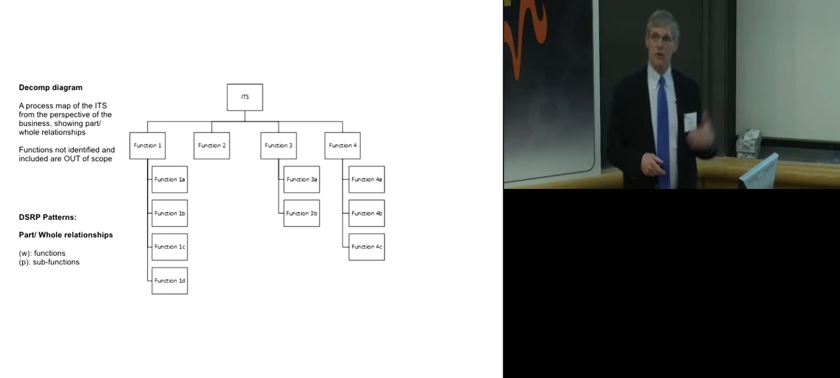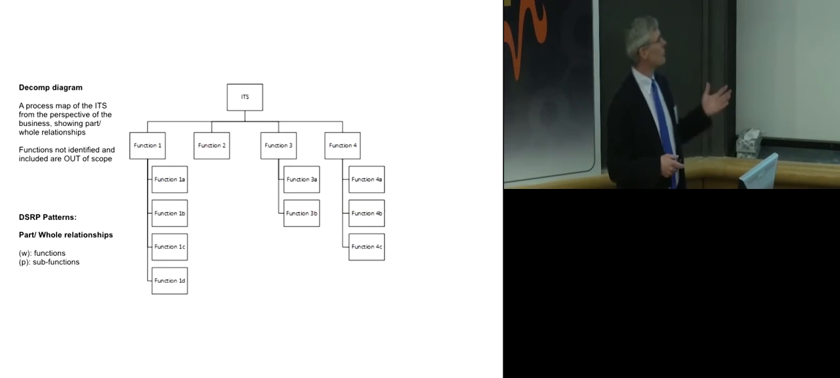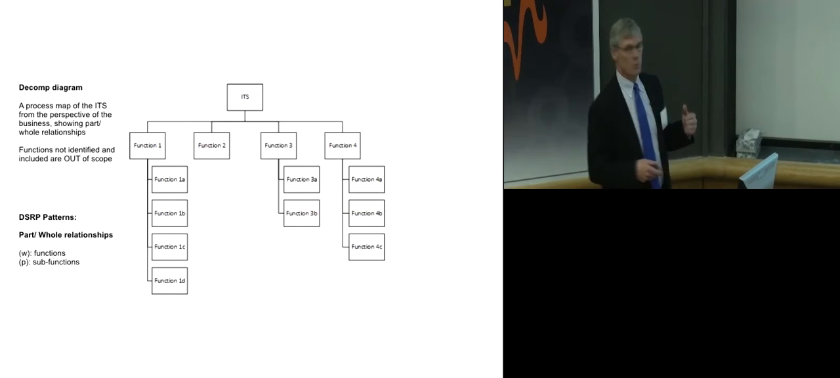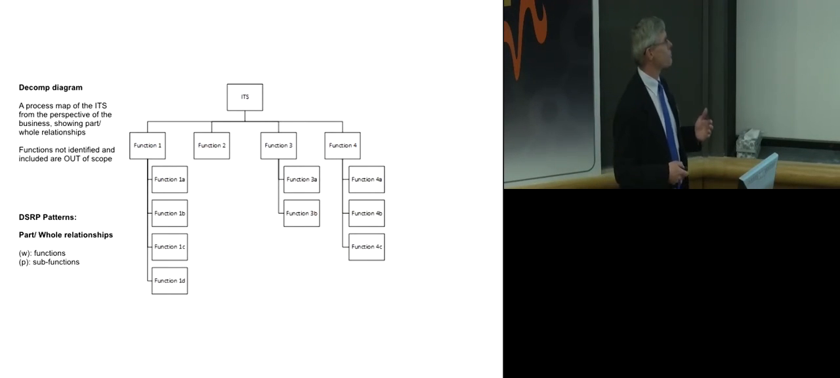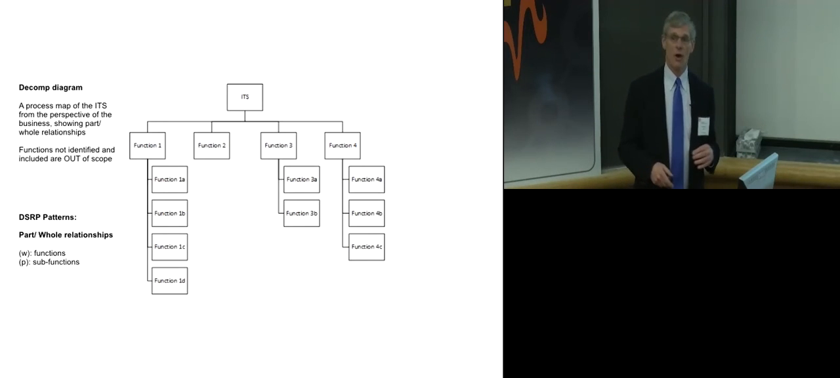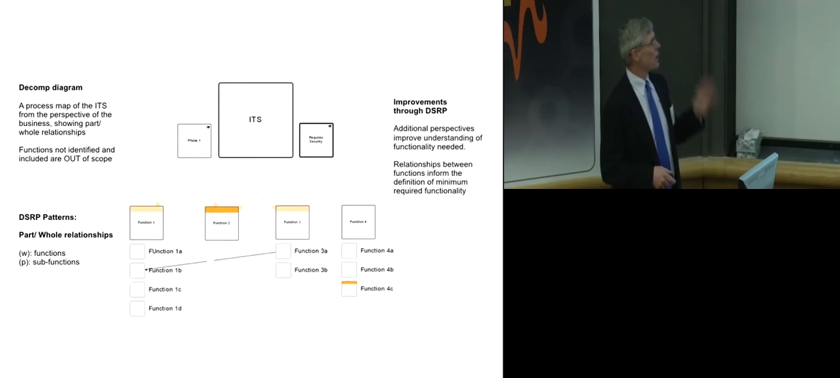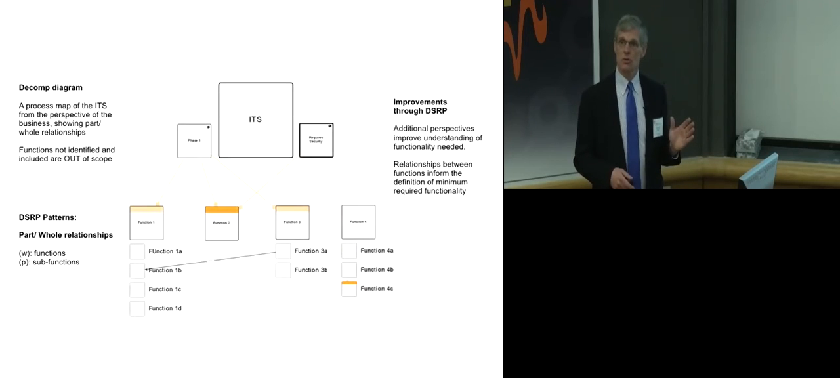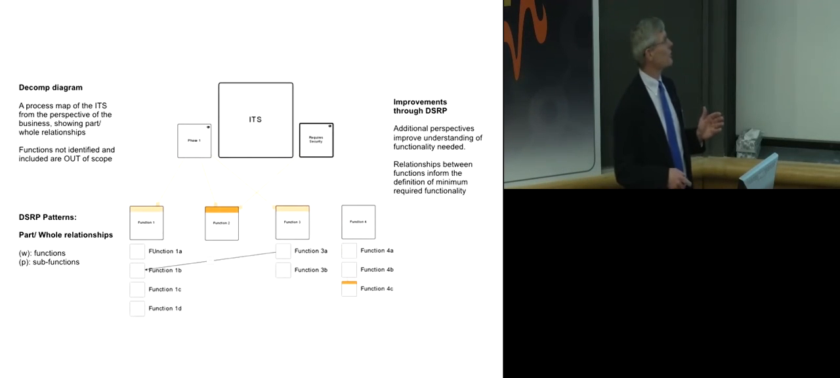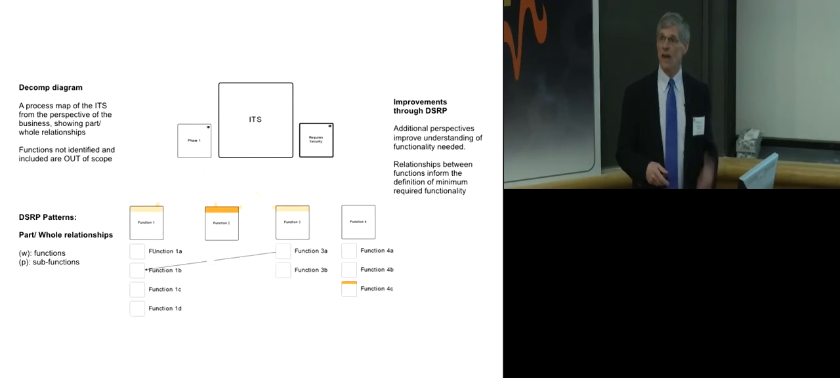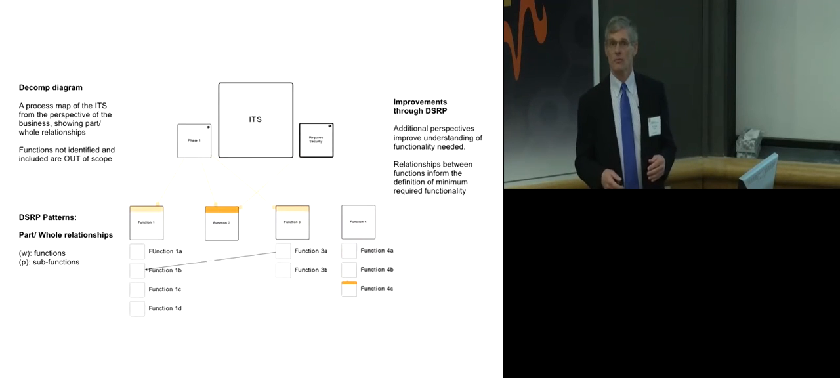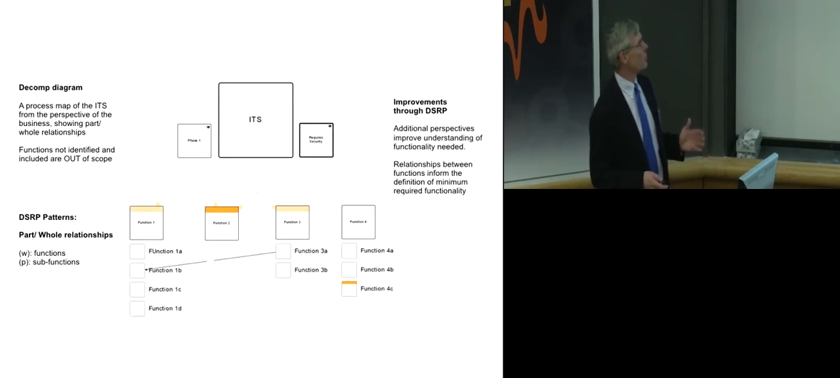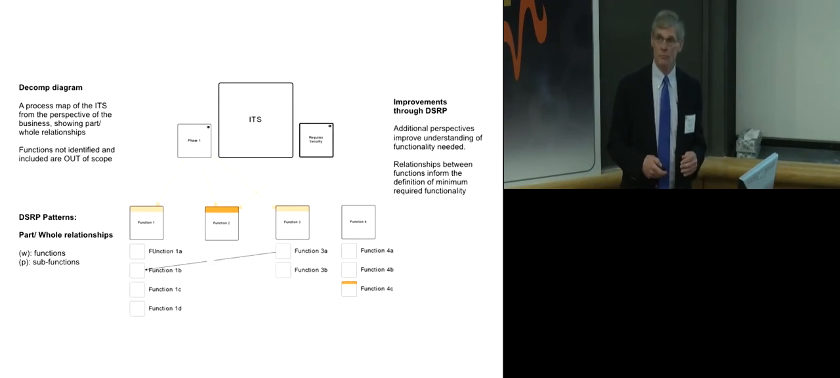Again, scanning for DSRP patterns, we see simple part-whole relationships between the sub-functions, functions themselves, and the system. But again, a deeper application of DSRP allows us to add relationships between functions as they affect one another. It also allows us to add perspectives on the system, which can help our understanding. Again, systems thinking improves our model, and it helps improve our understanding of scope.